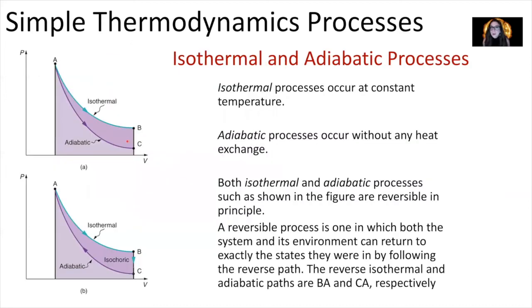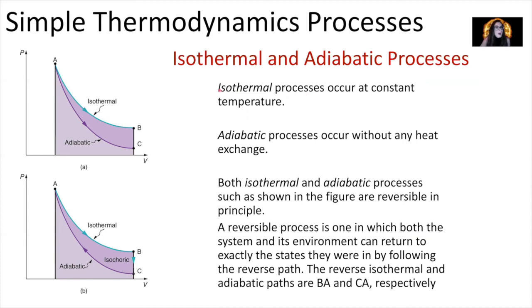And the final two processes are called isothermal, so constant temperature, and adiabatic. In an adiabatic process, there is no heat exchange. So the heat of the system remains constant. The heat into the system is the same as the heat out of the system. Okay, so isothermal processes occur at constant temperature.